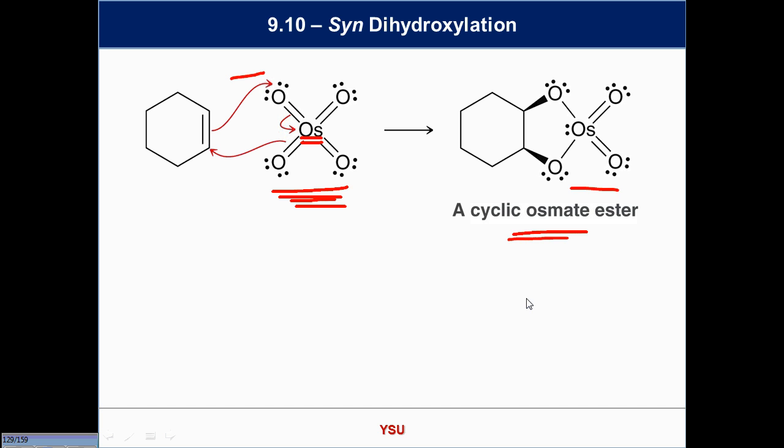Syn addition. It's a syn outcome, right? And that's typically going to be a product or a system in which you have a concerted process. So make a note of that. This is a concerted process to give this syn osmate ester. Don't worry about the word osmate ester just yet. That will come later. But this thing now, it's almost there. It has delivered 2 oxygens onto the carbons, and you now have a cis dioxygenated species.